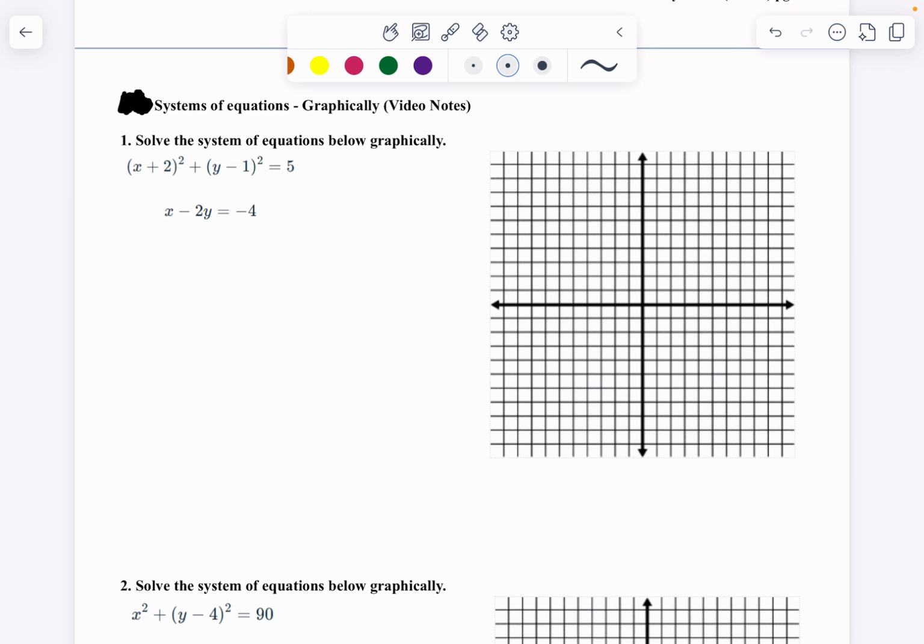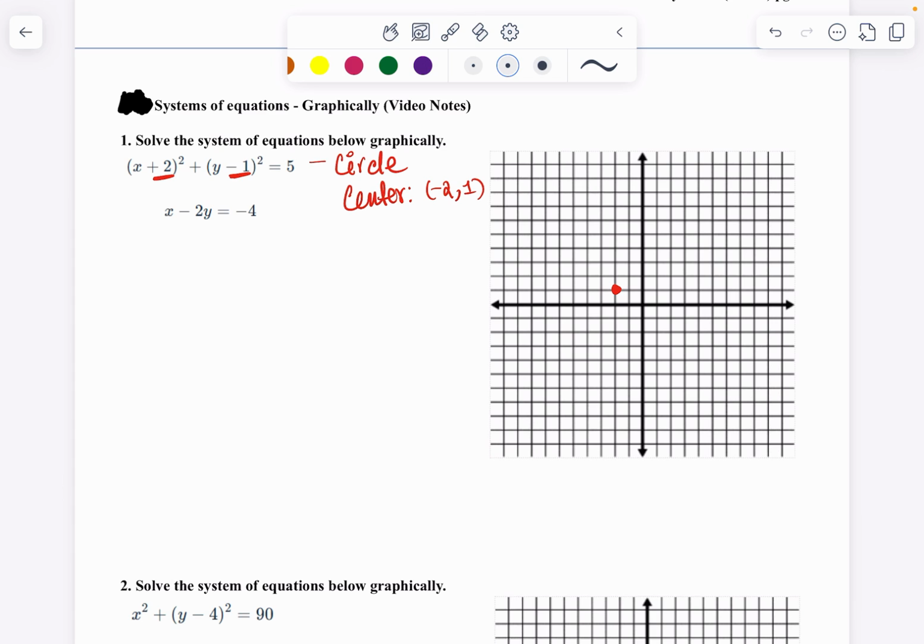So this one is a circle equation, and when it comes to graphing a circle, we need our center and we need our radius. So let's take a look. We need our center, which we're going to take from here. The positive 2 turns into a negative 2, and the negative 1 turns into a positive 1. I'm going to go ahead and plot that right away: (−2, 1).